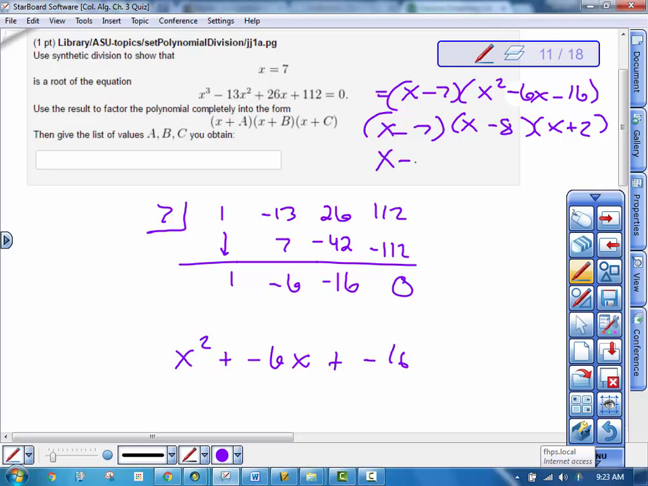Now they want plus, so I'm going to write this as x minus a negative 7, just to show you, and then I'm going to write this as x plus a negative 7. I'll write this as x plus a negative 8, and I'll write this as x plus 2. That way you can see that if you change these to pluses, that means my a is negative 7, and then my b is negative 8, and my c is 2. I don't know what order they want these in. I don't know if you need to put the smallest value first or if it doesn't matter. But there's a list of values for my a, b, and c the way that they wanted them.